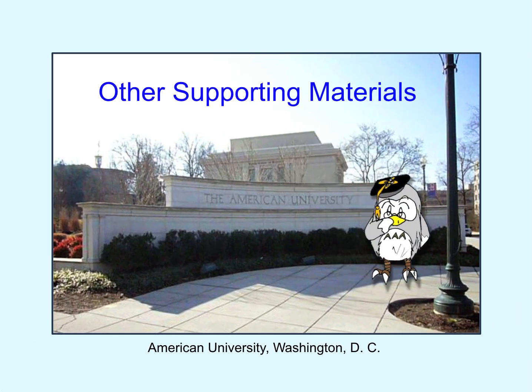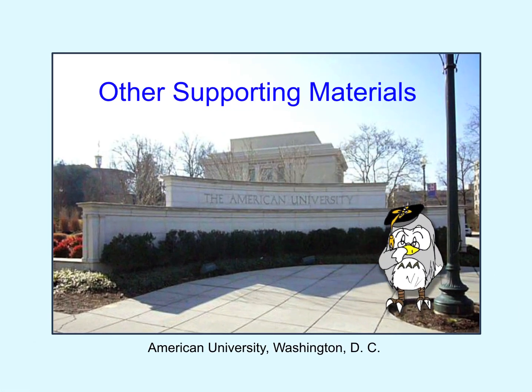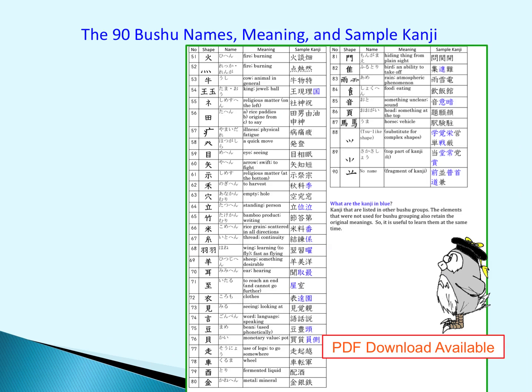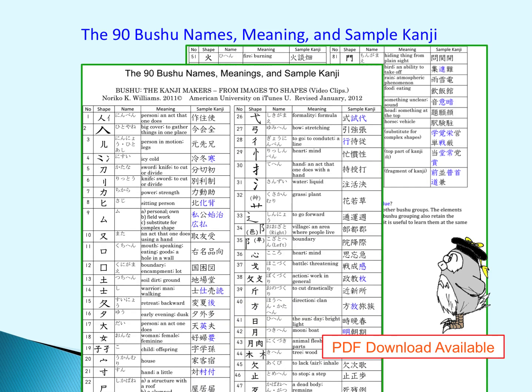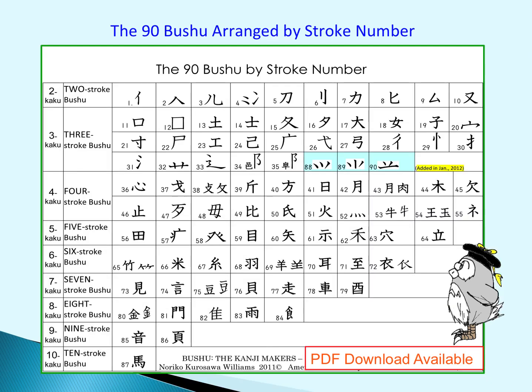There are additional supporting materials on this site. You can download the 90 Bushu names, meaning, and sample kanji for your reference. The kanji in blue are those that belong to other Bushu groups but contain the same shape. You can easily find any Bushu that you are interested in. The table of the 90 Bushu arranged by stroke is also available. When you see a new kanji to study, you can find out the video clip number by looking up the number of the strokes in its Bushu.